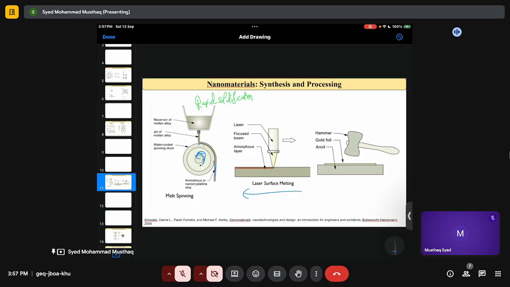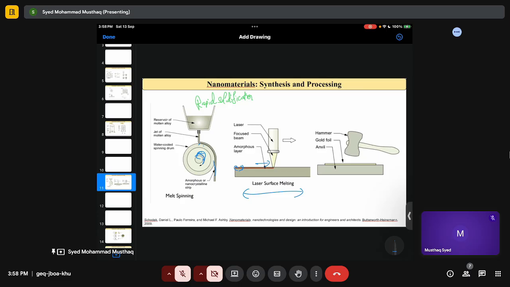And then you have laser surface melting. What do you mean by laser surface melting? Laser is made of very fine modulated photons. These photons hit a surface, and photons are nothing but energy, so you are supplying energy continuously to a system at a very small point, and it will start melting. When you start moving, the melted region becomes solidified.